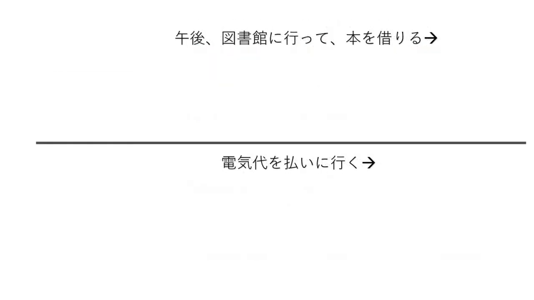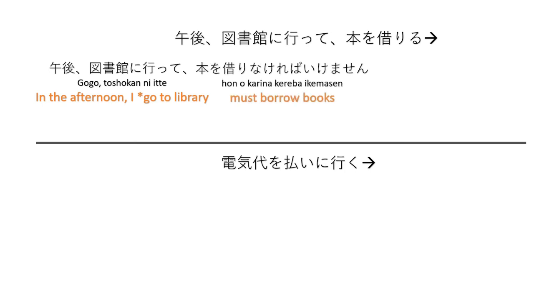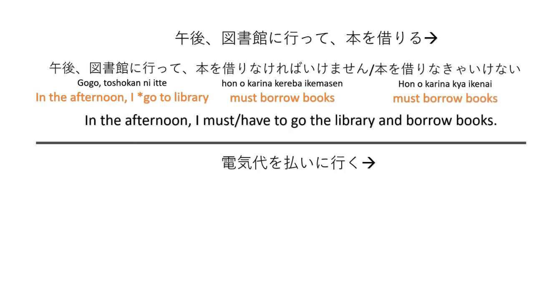Alright, next. 午後、図書館に行って本を借りる. So, this afternoon, go to the library and borrow books. Say, 午後、図書館に行って, go to the library. 本を借りなければいけません or 借りなきゃいけない. Borrow books, must borrow books. So, 借りる becomes 借りない in negative. Okay?